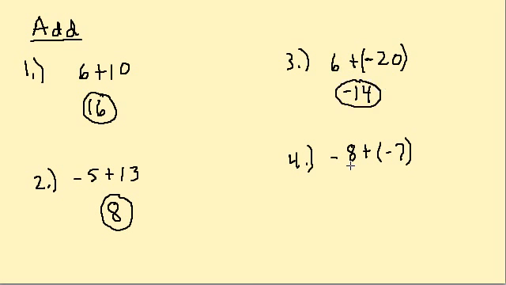Now let's look at number 4. Negative 8 plus negative 7. Both numbers are negative, so we add the 8 and the 7. That gives us 15. The common sign is negative, so our answer's negative.